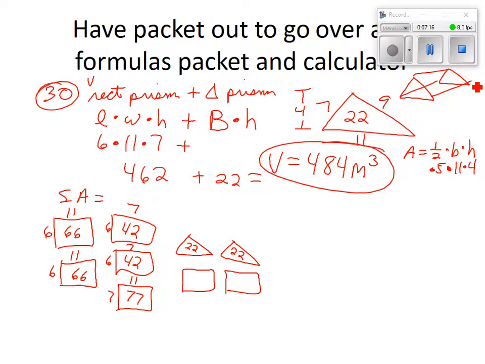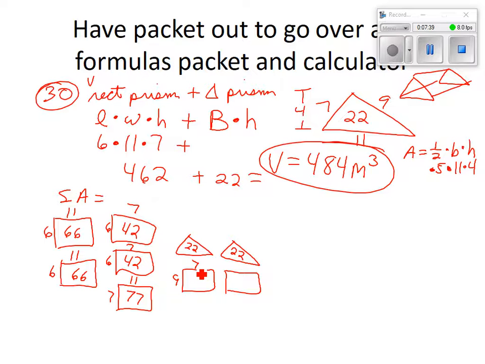On the rectangles, what's the rectangle on the right-hand side? What's the dimensions of it? 9 and 7. Make sure you pick that out. This part right here is 9. This part going this way is 7.